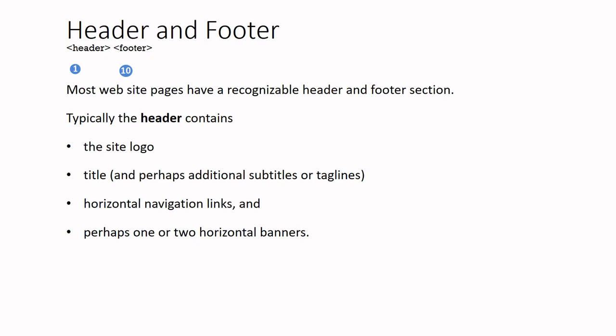So what you can do with the help of the header and the footer: generally the header contains the website logo. Even the title you can adjust under the header, and then you can put the navigation links, horizontal navigation links under the header. Okay, and somewhere maybe one or two horizontal banners, some kind of login button, even the site map and some other details we can put under the header.